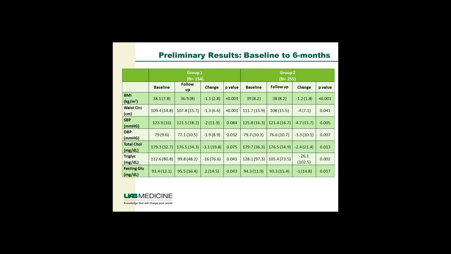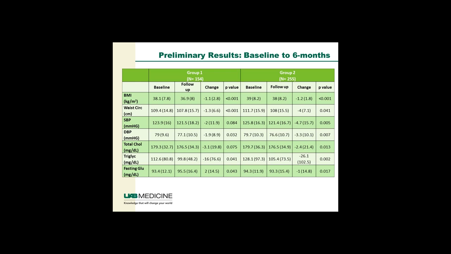And then I'll just tell you a snippet. We're in the process of finalizing our baseline and 6-month data. What you'll see here is that there are some hopeful signs that changes are happening, particularly with our primary outcome, BMI.